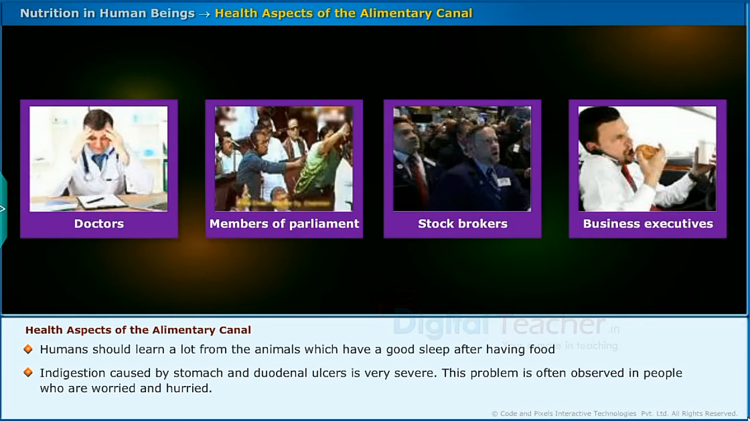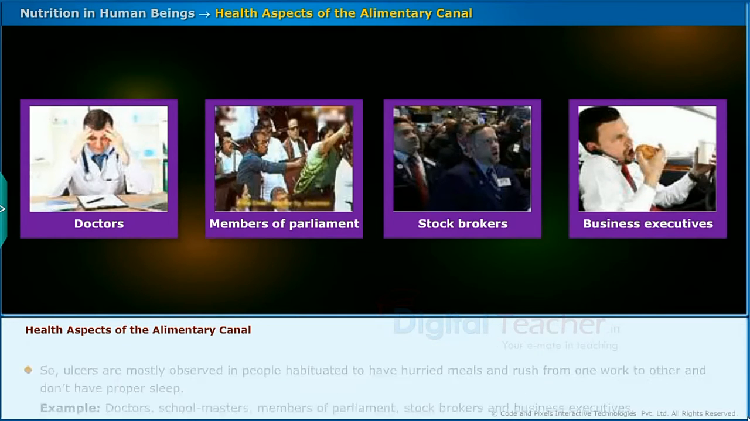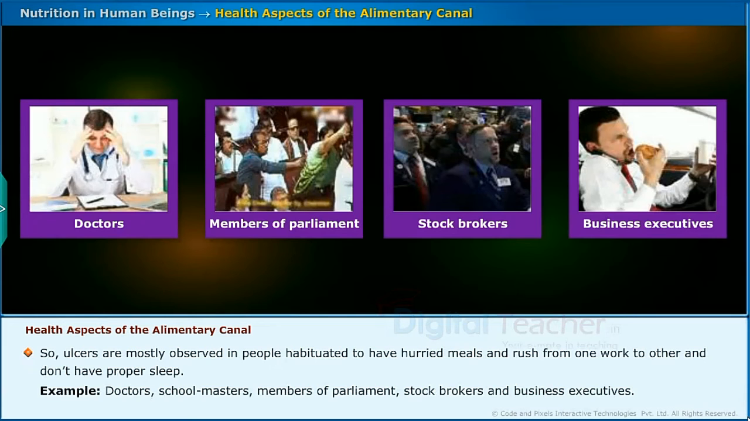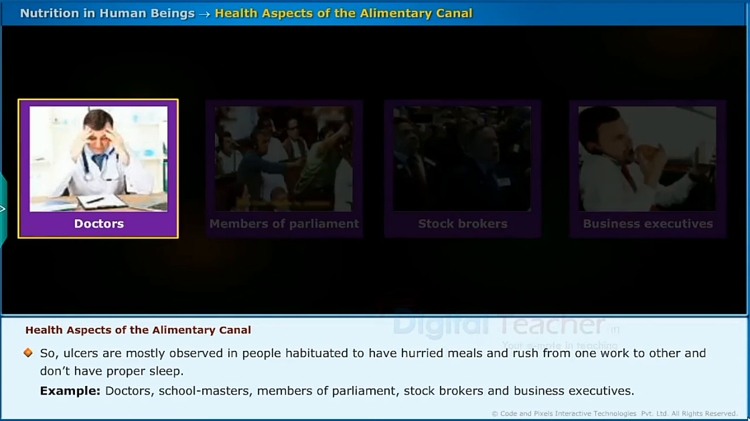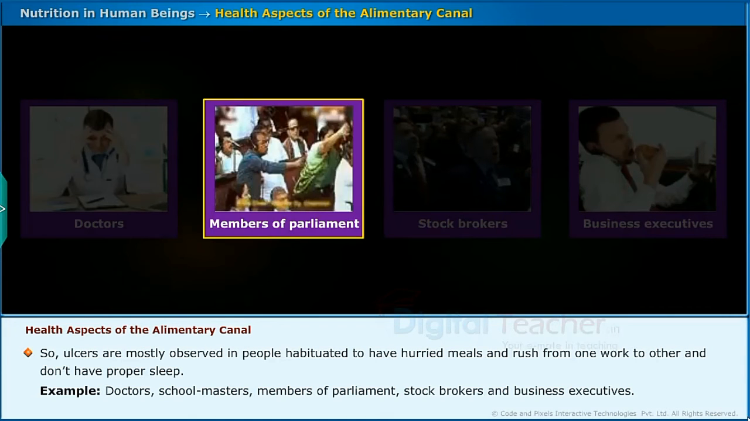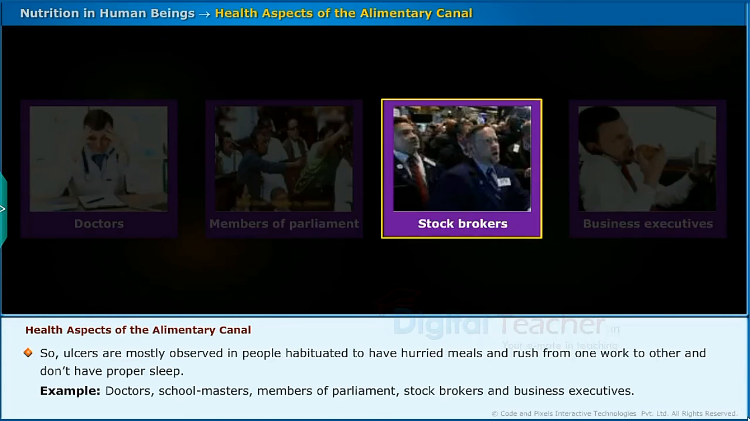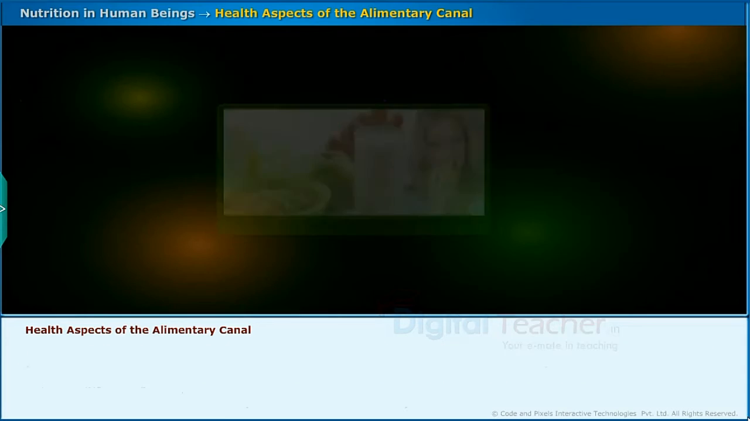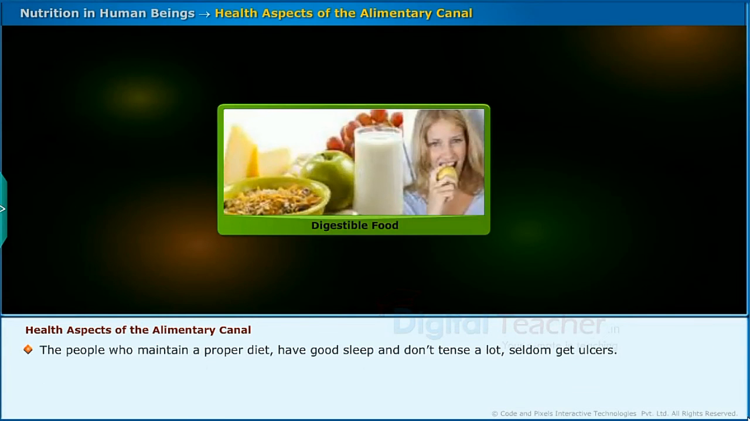This problem is often observed in people who are worried and hurried. So, ulcers are mostly observed in people habituated to have hurried meals and rush from one work to other and don't have proper sleep. Example, doctors, schoolmasters, members of parliament, stockbrokers, and business executives. The people who maintain a proper diet, have good sleep, and don't tense a lot seldom get ulcers.